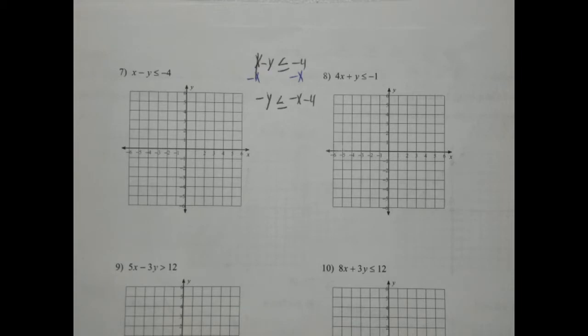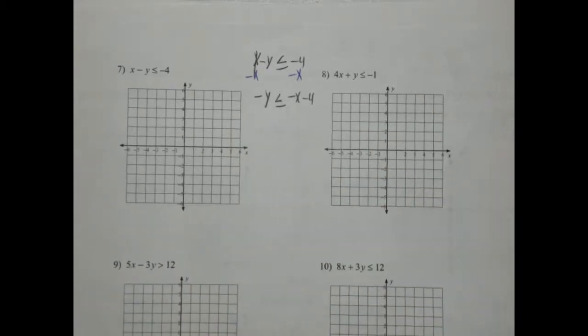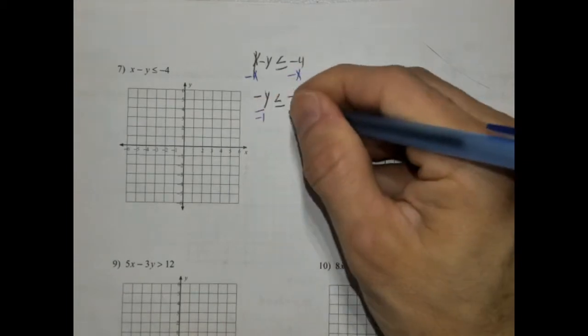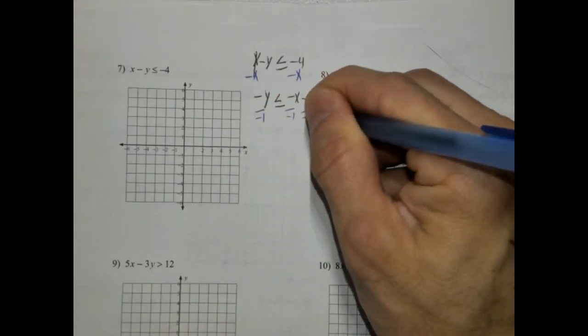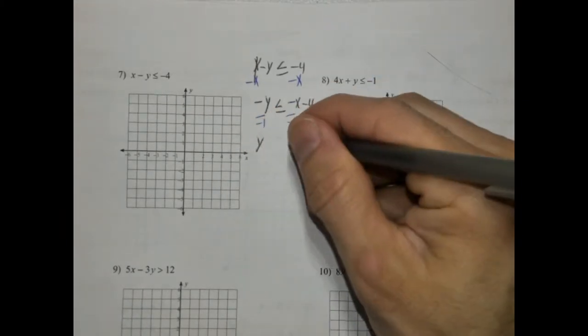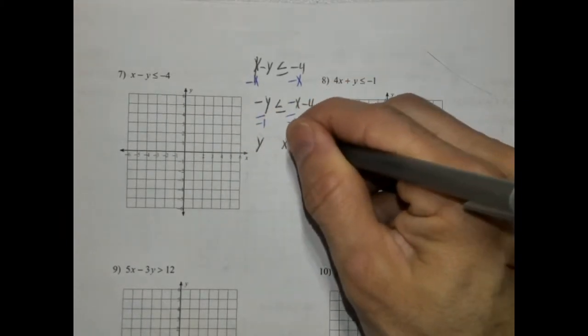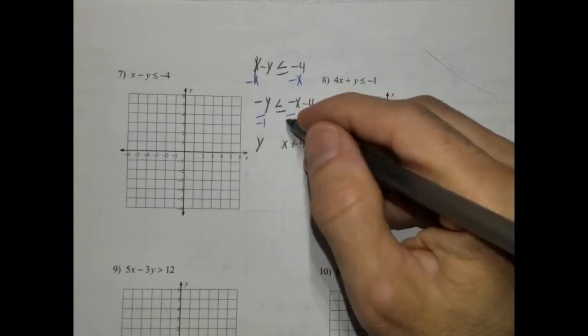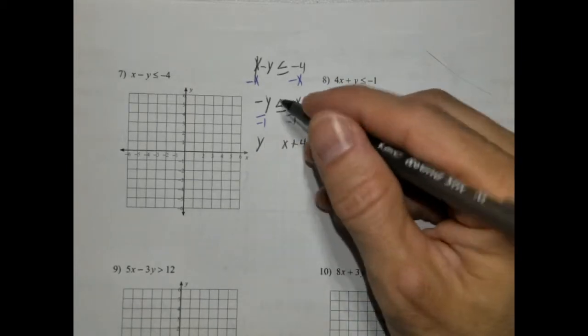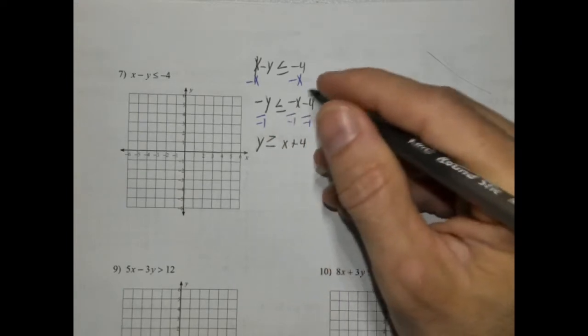So anyway, let's get the y by itself. So we're going to divide by -1, which is the coefficient. Divide everything by -1. And that makes this become y. This becomes positive x, and this becomes positive 4. Now, the one thing you need to remember when you do this, if you multiply or divide both sides of an inequality by a negative, this changes direction. So this now becomes greater than or equal to.